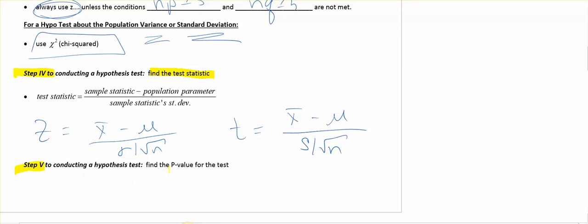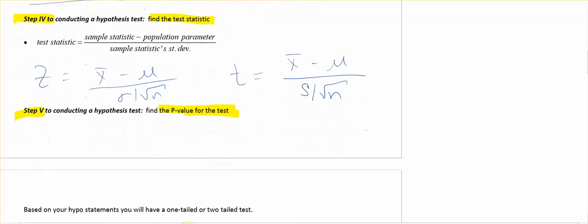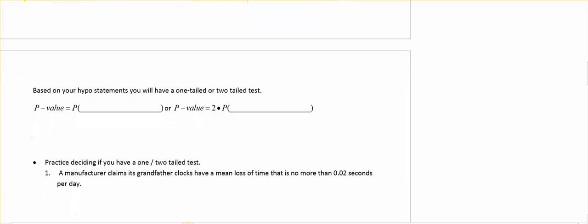Step 5, find the p-value. So what the heck is a p-value? P-value is your probability that this scenario is going to happen. So based on your hypothesis test, your p-value would end up being a probability statement about either z or t. For example, it might be the probability that z is greater than 2.5. Or maybe it's the probability that t is less than negative 1.4, something like that.